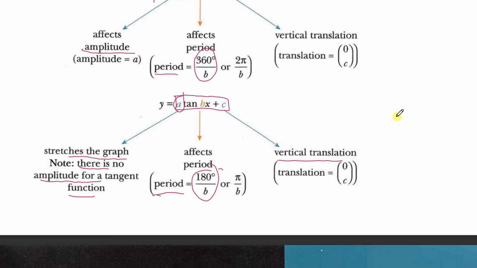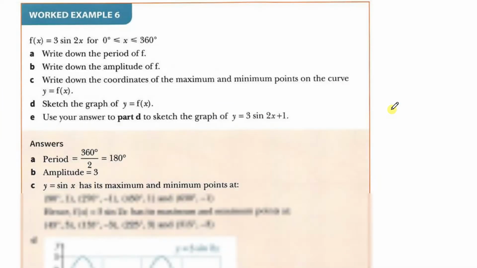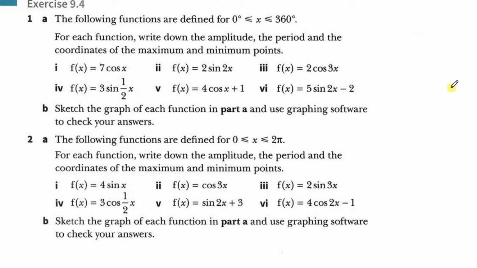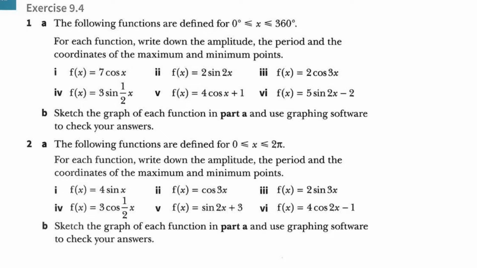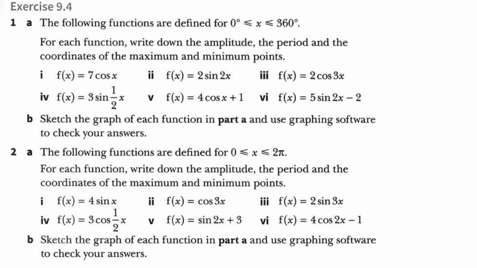Let me jump to the exercise directly. It is exercise 9.4. This is the exercise I am going to explain in front of you. It is from the Cambridge Additional Mathematics book. The first question says the following functions are defined for 0 to 360 degrees, and they ask to find the amplitude, period, and the coordinates of the maximum and minimum points. That is the question. So let me go to question number 1.